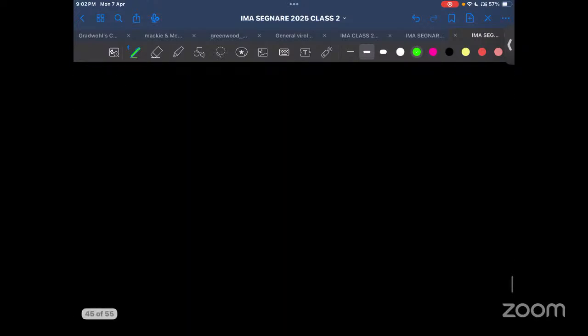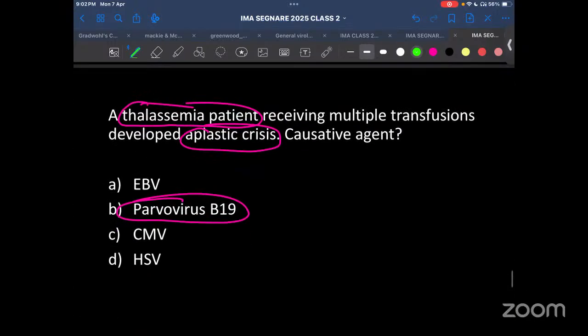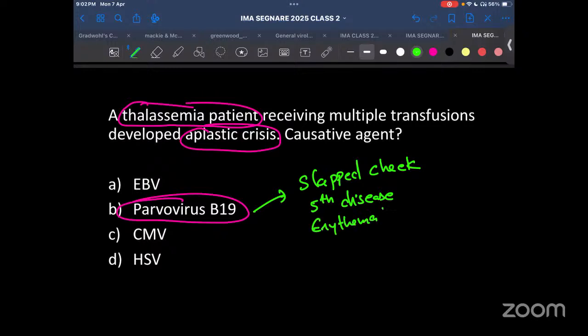Now, what are the specialties of parvovirus B19? It will show a slapped cheek appearance. When children are infected, both the cheeks will be red in color. It is also known as fifth disease. The disease is also known as erythema infectiosum. So it causes aplastic crisis in hemolytic anemia patients, sickle cell anemia or thalassemia.